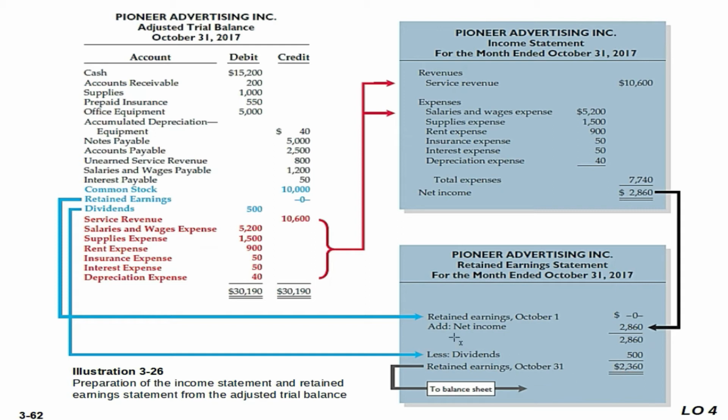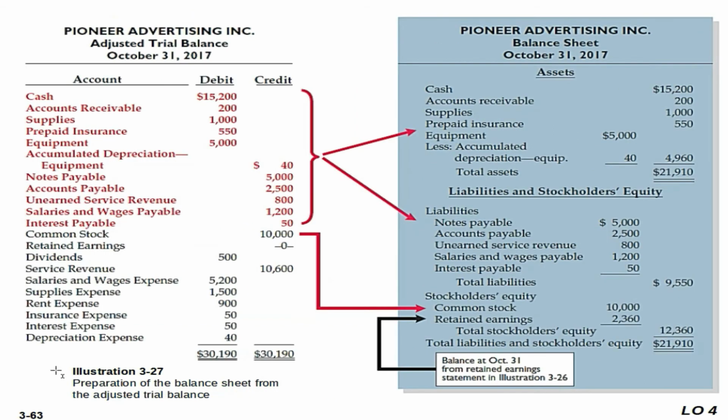That transfers over to the balance sheet, okay, under the stockholders' equity. So you see the retained earnings transferred over to the stockholders' equity. Your common stock also goes under stockholders' equity. In this case, it was 10,000. So stockholders' equity in total is 12,360. All your liability accounts are transferred under liabilities and totaled, and they total 9,550.